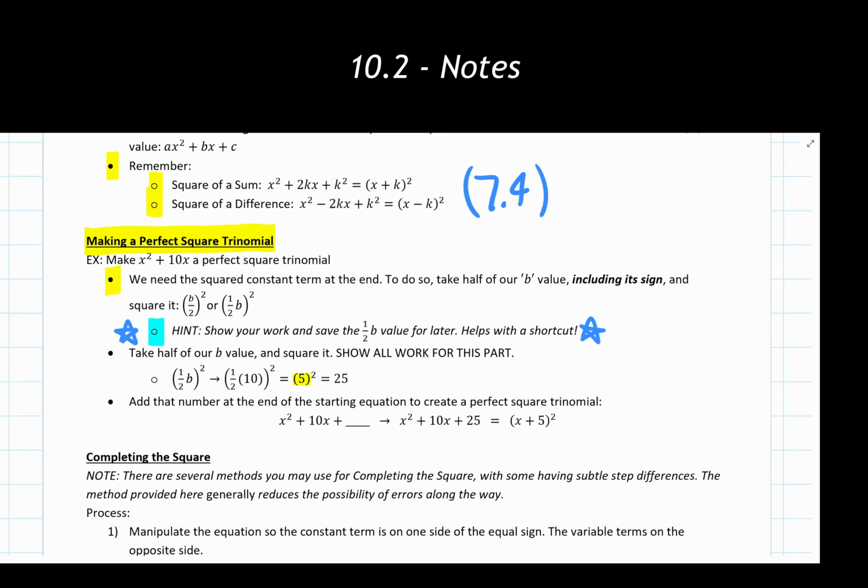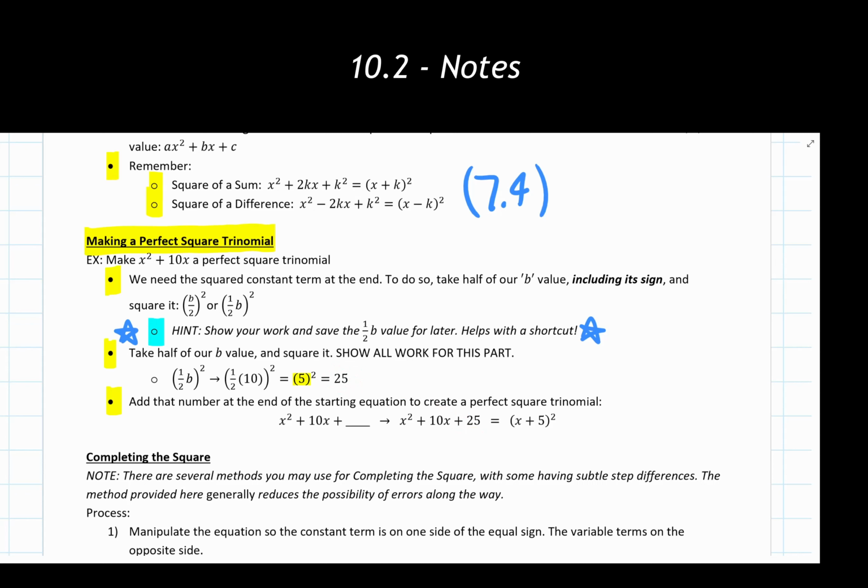So for this particular problem, we're going to take half of the b value and then we're going to square it. So our b value is 10. We have it plugged in there. Half of our b value is going to be 5. Now I have this highlighted for a reason. We'll get to that in a second. And when I square that, I'm getting 25. Now I'm taking that 25 and I'm adding that to the end of the starting equation. So I started with x squared plus 10x plus, I'm adding something, I don't know what. I just found out what that something is, and that's that positive 25 from right up here.